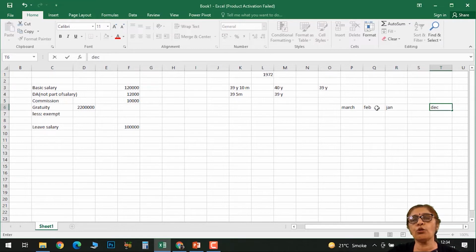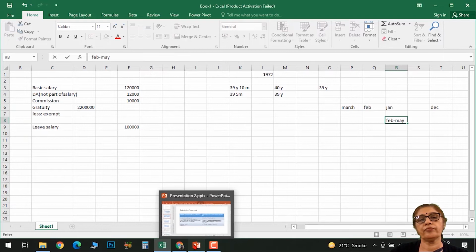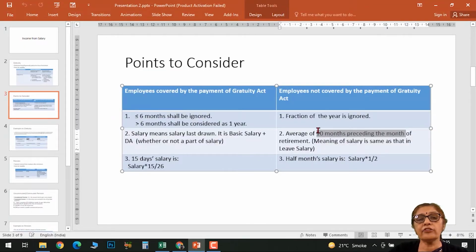It's always easy to go by numbers. February is the second month. So 2, 1, 12, 11, 10, 9, 8, 7, 6 and 5. Fifth month is May. So 10 months will be February to May, that is, February 21 to May 2020. So we want the salary for 10 months preceding the month of retirement. When? If you are not covered by the Payment of Gratuity Act, only then.